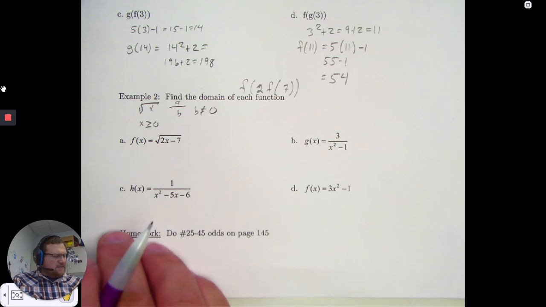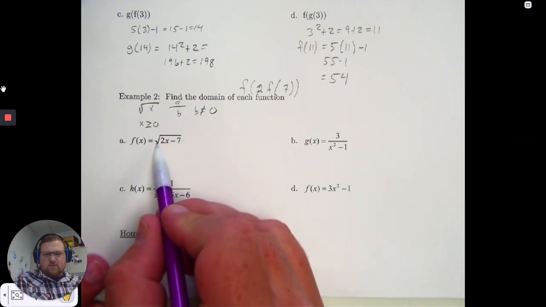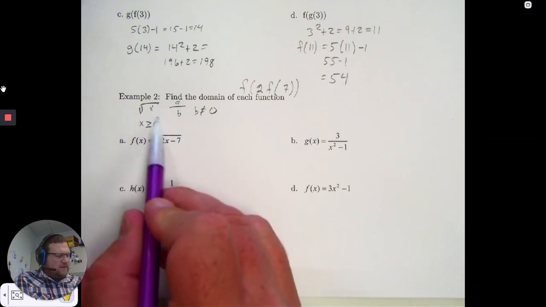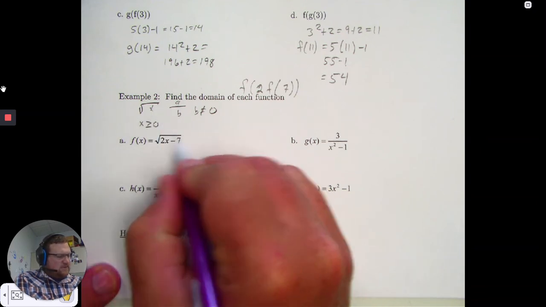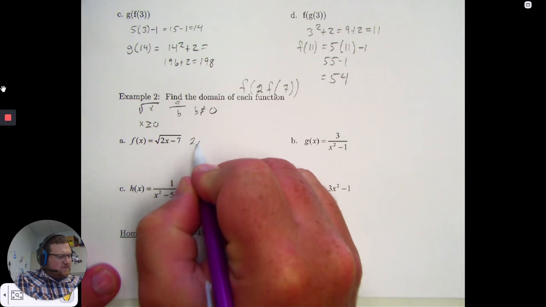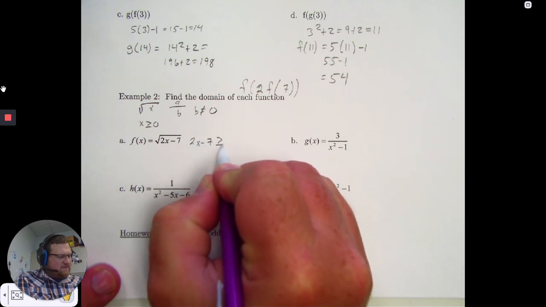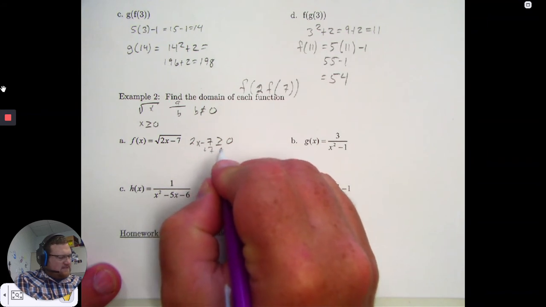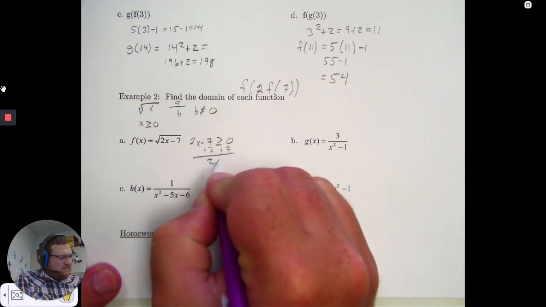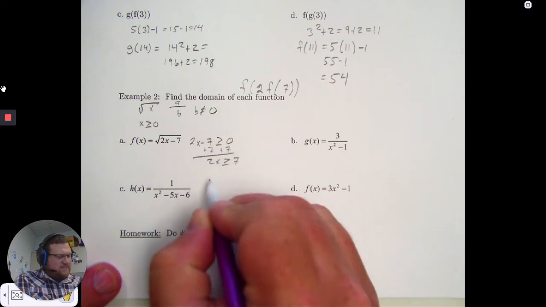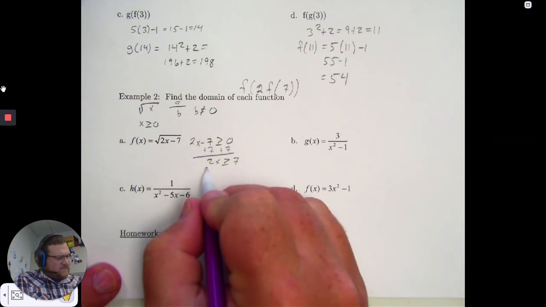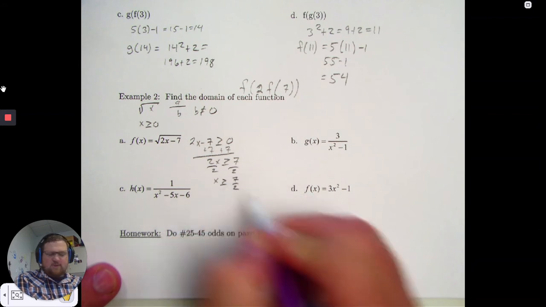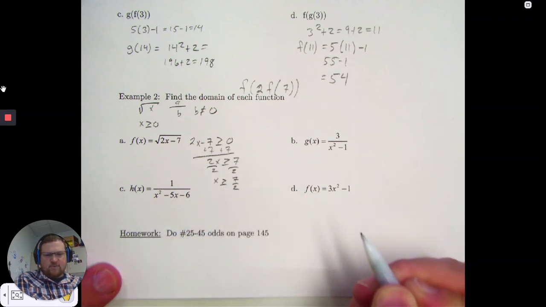So when we look at these, this one has a square root. Since we have this radical here, we need whatever this value is to be greater than or equal to 0. So 2x minus 7 needs to be greater than or equal to 0. We can add 7 to both sides: 2x is greater than or equal to 7. Then you divide both sides by 2. x just has to be greater than or equal to 7/2, and then we'll be okay.